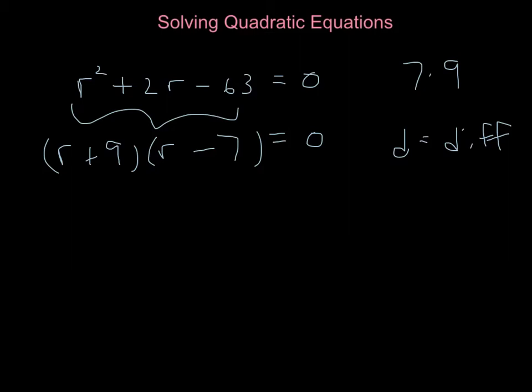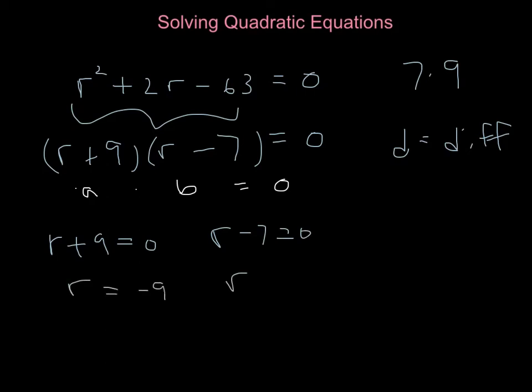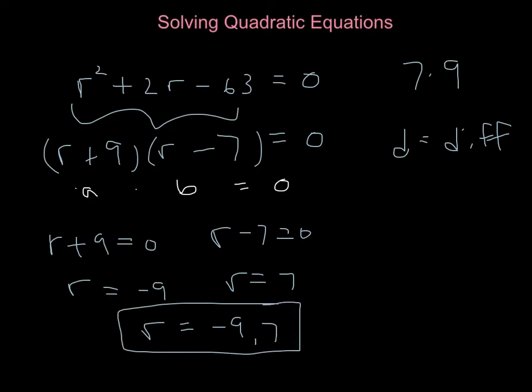Now what do we have here? We have our A times B equals 0, and we've talked about this in class before, that either A or B must be 0. So we're going to take both of these. R plus 9 equals 0, and R minus 7 equals 0. And R is equal to negative 9 here, and R is equal to positive 7 here, so R is equal to negative 9 and 7 respectively. And those are our two solutions to this quadratic equation.